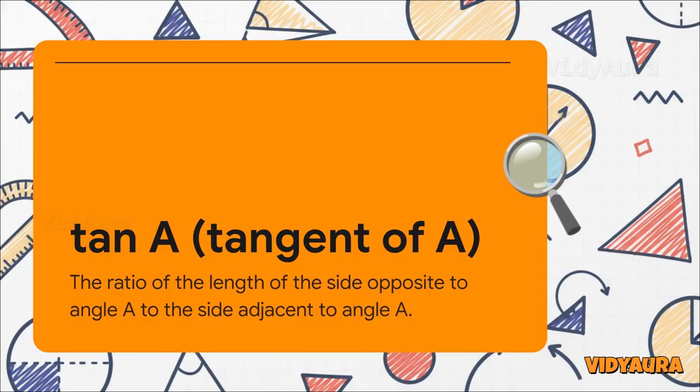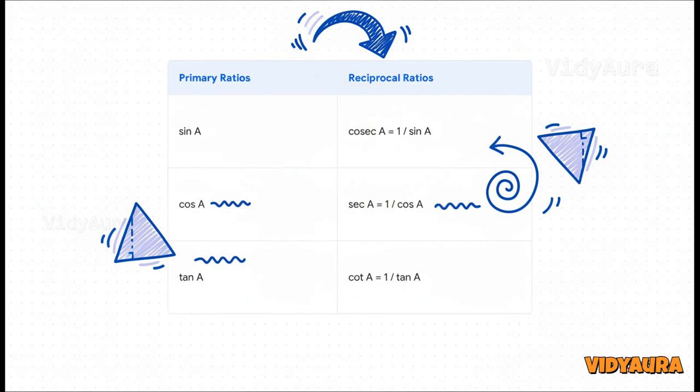SOHCAHTOA. It really helps. So what about the other 3 ratios? Well, here's the best part. If you know sine, cosine, and tangent, you already know the other 3. They are just the reciprocals, which is a fancy way of saying they are the flipped versions of the first 3. Cosecant is the reciprocal of sine. Secant is the reciprocal of cosine. And cotangent is the reciprocal of tangent.